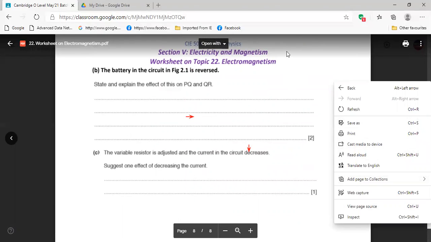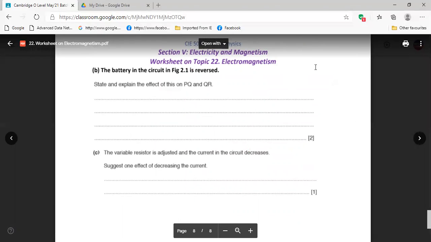Done? Yes, sir. Read part B. The battery in the circuit in Figure 2.1 is reversed. State and explain the effect of this on PQ and QR.